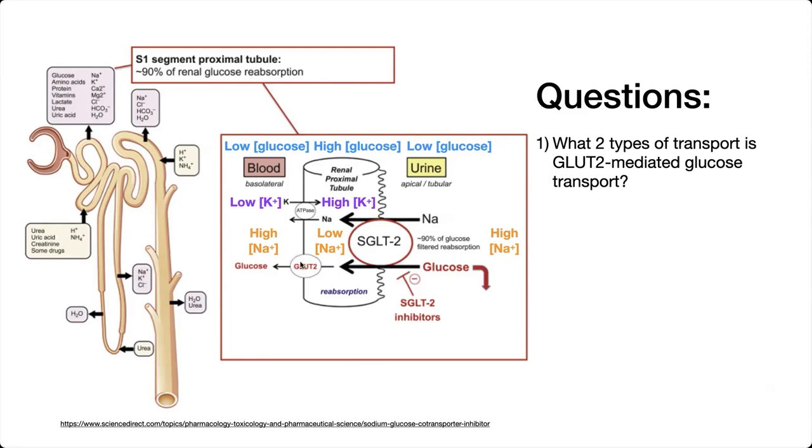So let's think about this GLUT2, and we are transporting glucose. So we're transporting a single thing, so that's going to be uniport. So there's one classification down. Now let's think about, are we going along its gradient, in which case it would be passive transport, or against its gradient, in which case it would be active transport. In this case, the glucose is going from high glucose to low glucose, so that's going to be passive transport. We can see, though, that it's going through a channel, so that's going to be facilitated diffusion.